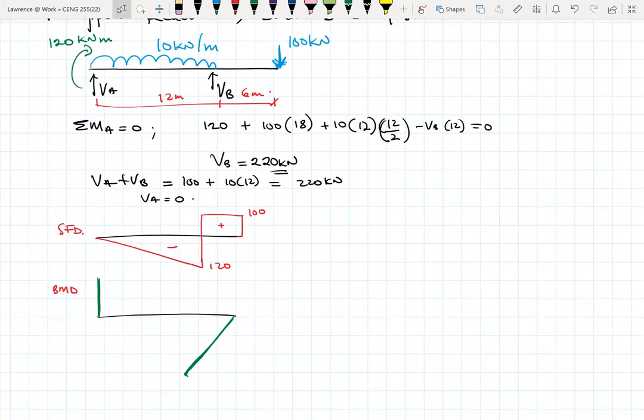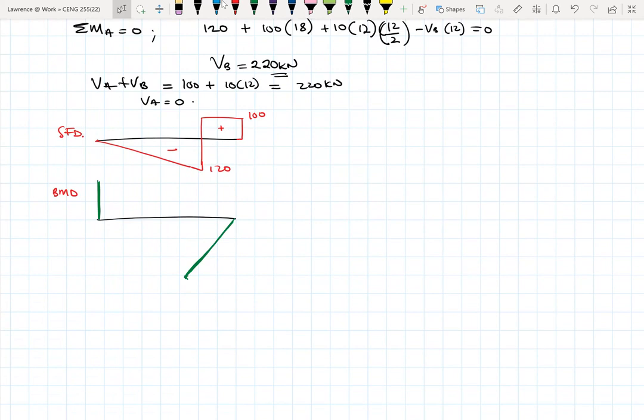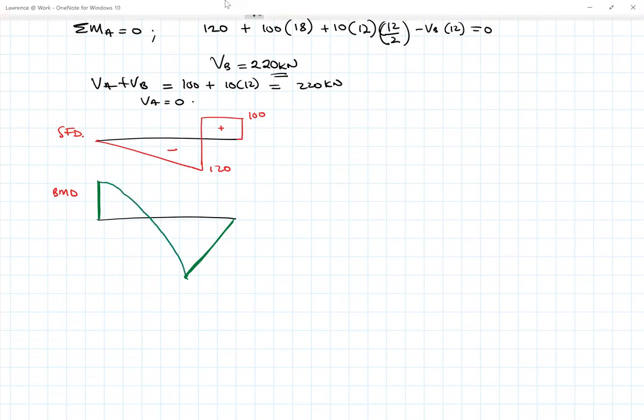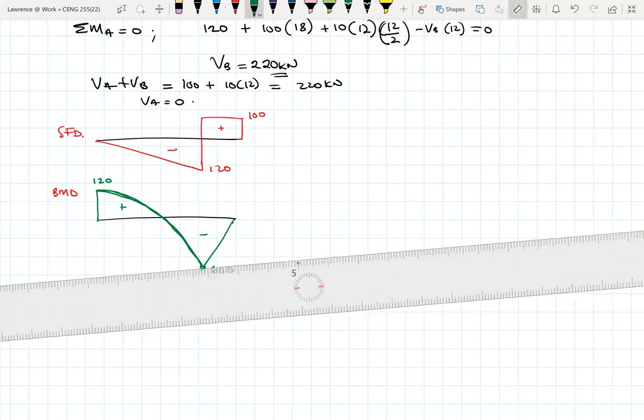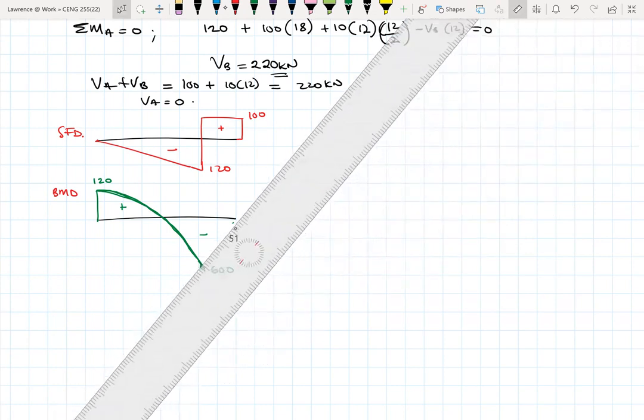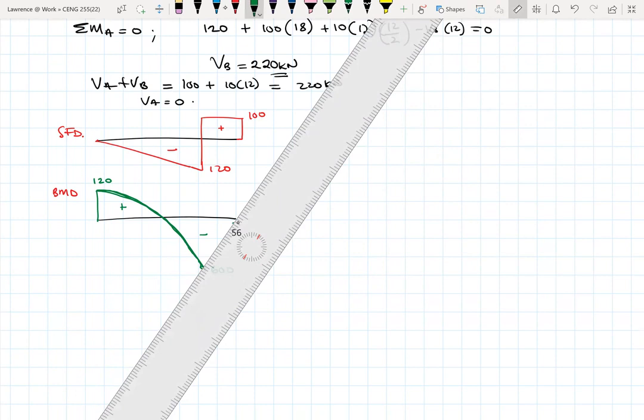Then between A and B, we have a UDL, so that will be a parabola or parabolic diagram. So we can end up with something like this. This doesn't look parabolic enough, I guess. I'll try and make it as parabolic as I can. Okay, so this is parabolic. All right, good. So here we have 120, then here we have 600. So this is positive and this is negative. So here's a straight line. Let me just delete that and then draw it with a straight line just so that we know it's a straight line.